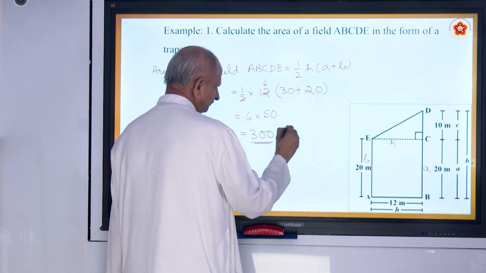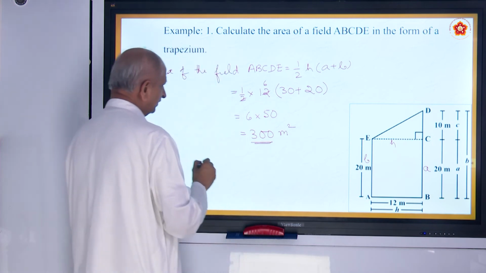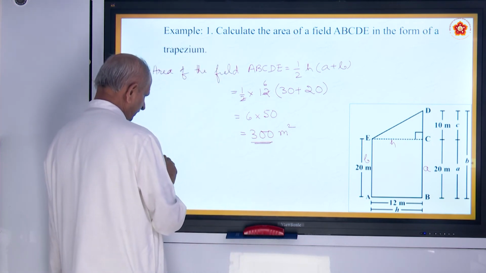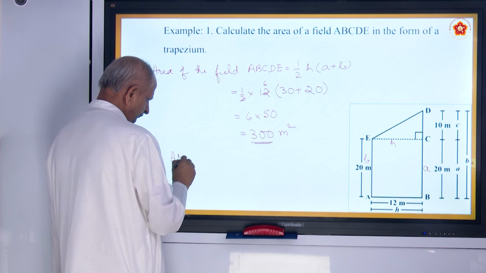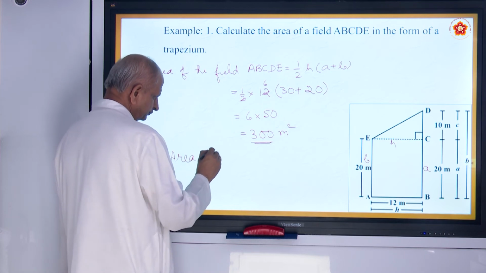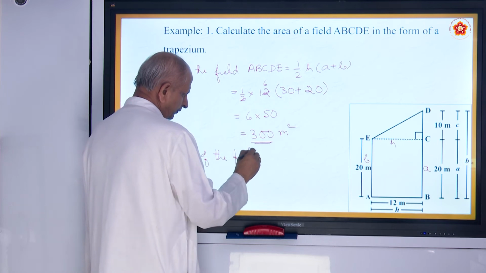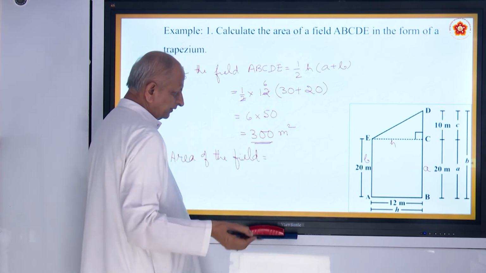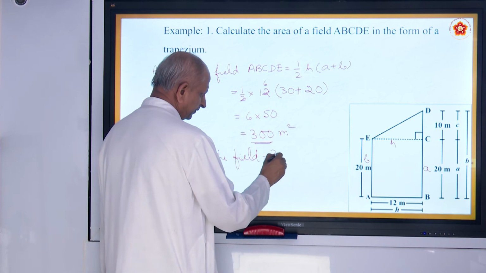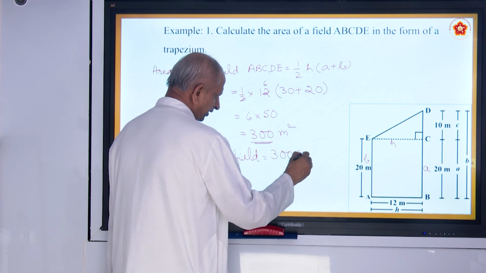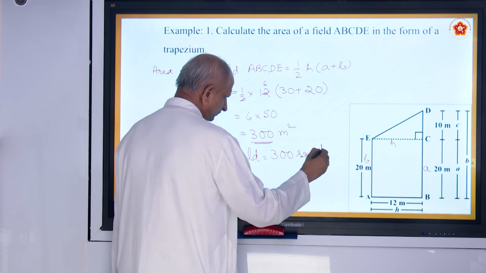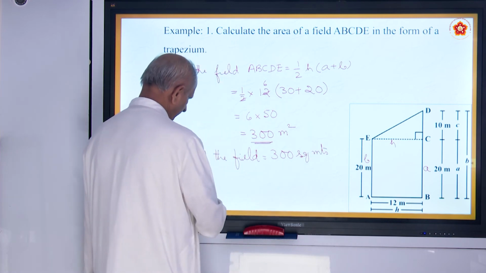Meter square or square meters, you can write. Therefore, area of the field is, note down, area of the field. It is which shape? The shape of the field is trapezium, 300 square meters. That is the answer.